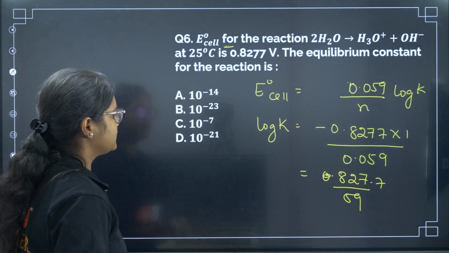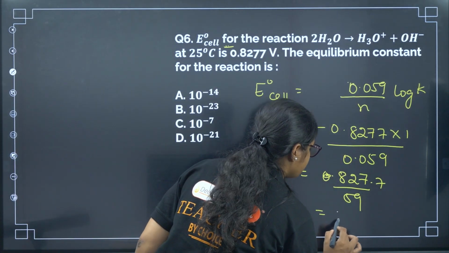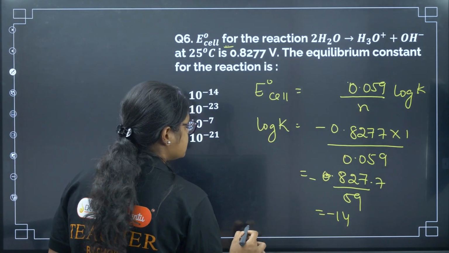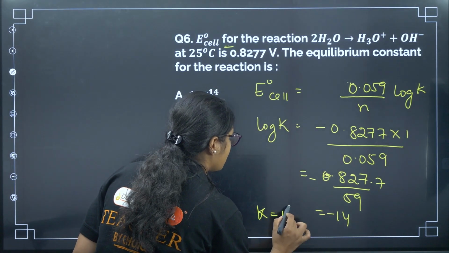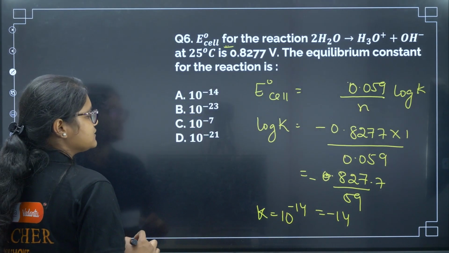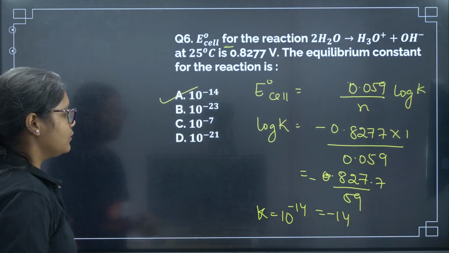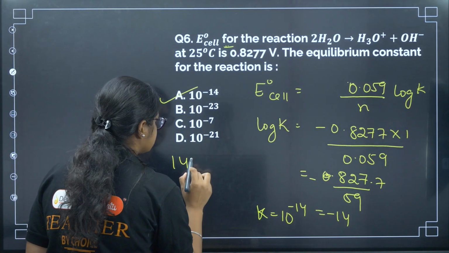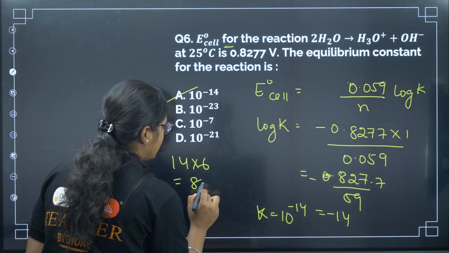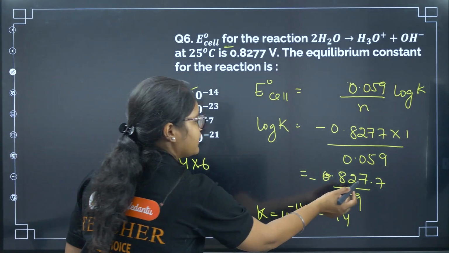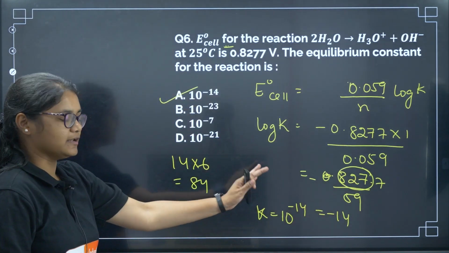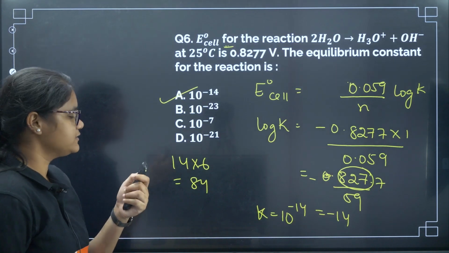If you can see, this value will be coming around minus 14. So K value will be equal to 10 to the power of minus 14. The correct answer for this question will be option number A. Like, you know, 14 into 6 is somewhere around 84, so somewhere around 800 is there. So the answer you can guess is 10 to the power of minus 14.